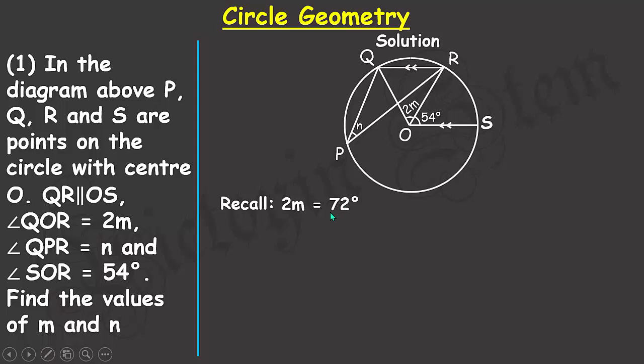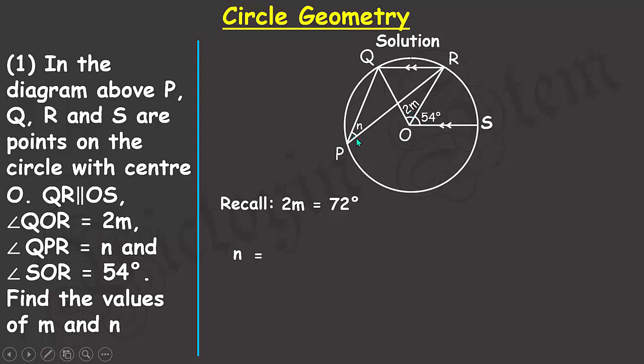Now, if 2m is 72 degrees, and look at n is subtended at the circumference of the circle, whereas 2m is subtended at the center. Now, I will apply one of the theorems of circle geometry. The theorem states that to find this n, angle at the center is 2 times angle at the circumference. So since I already know the angle at the center to be 72, angle at the circumference will be what? Angle at the center divided by 2. I repeat, angle at the center is twice the angle at the circumference.